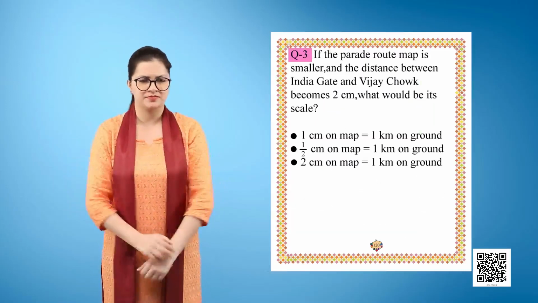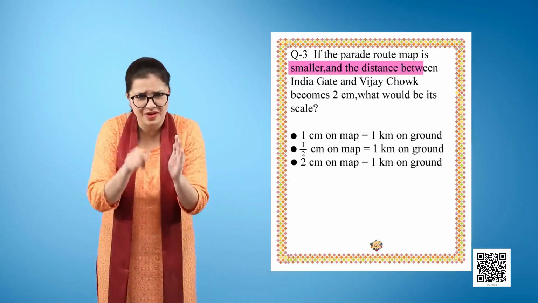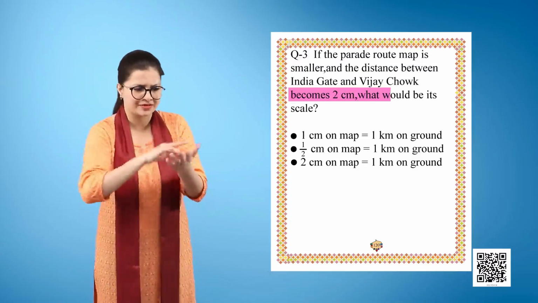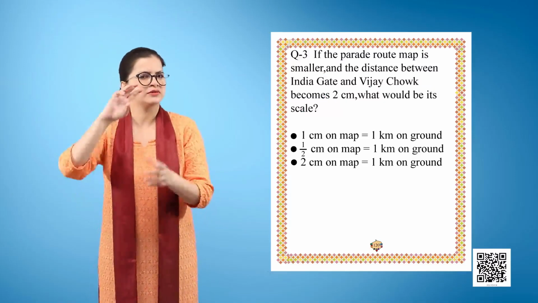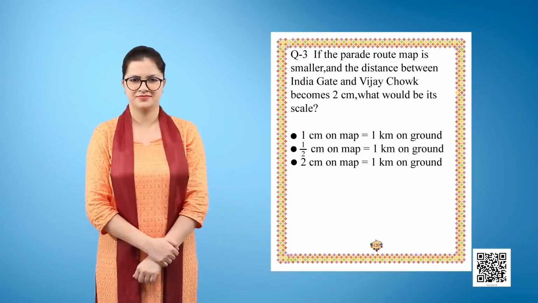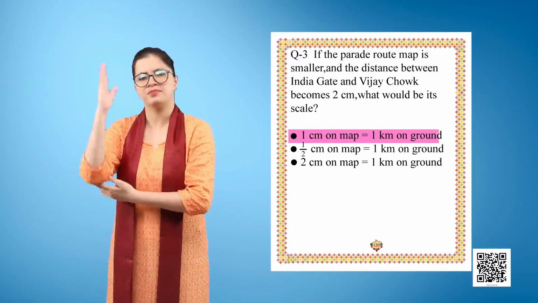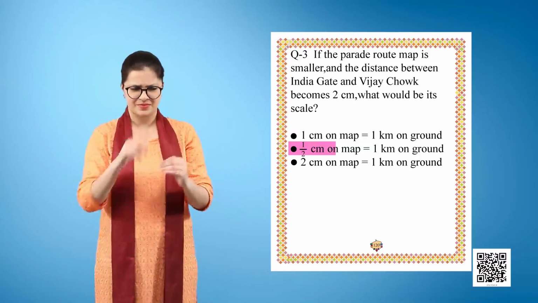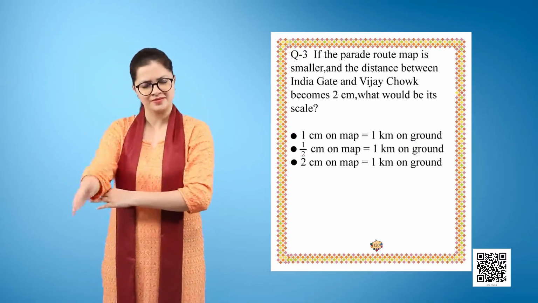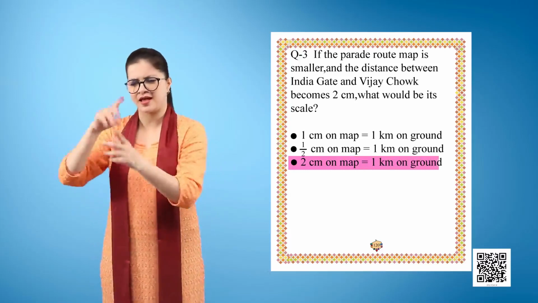3. If the parade route map is smaller and the distance between India Gate and Vijay Chowk becomes 2 centimeters, what would be its scale? One centimeter on map is equal to 1 kilometer on ground. Half centimeter on map is equal to 1 kilometer on ground. 2 centimeters on map is equal to 1 kilometer on ground.